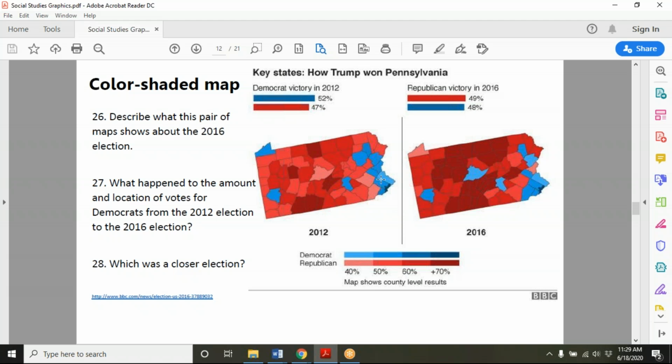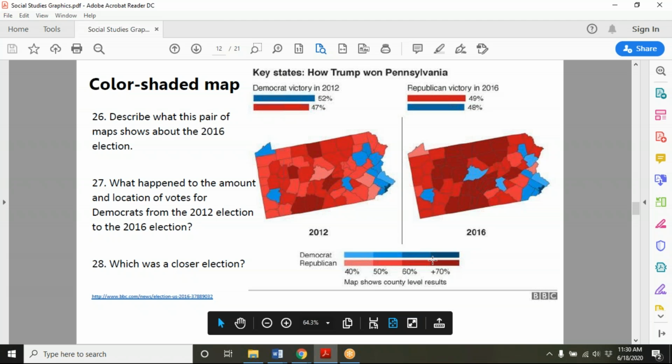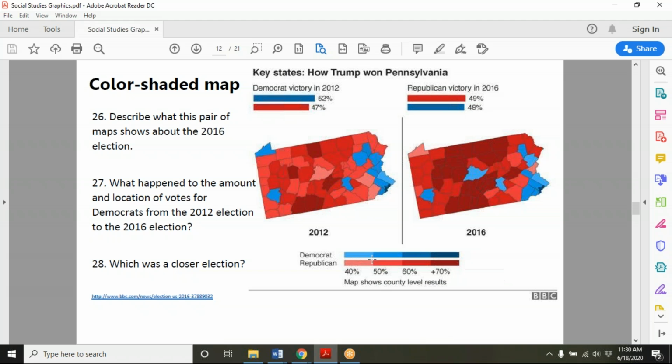Okay. So what do we see if the Democrat won in 2012 and the Republican won in 2016? Now let me give you a clue. Look at the colored bars at the bottom, 40%. The colors are now county by county. So if a Democrat won 40% of a county, it's a very light blue.